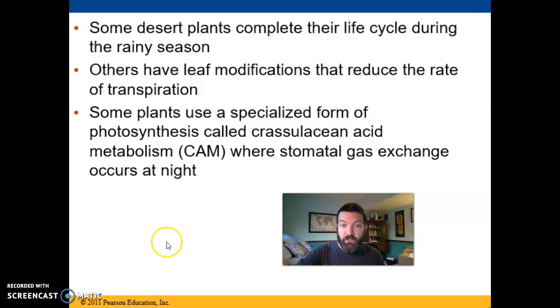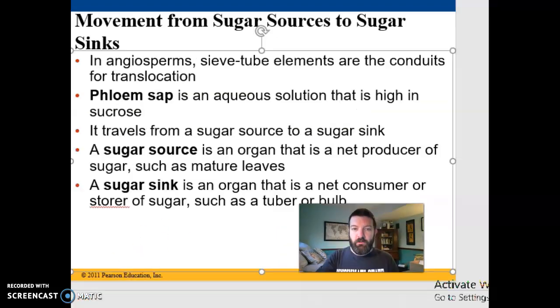Others have modifications in the way that they photosynthesize. We talked last semester about CAM plants, CAM photosynthesis or C4 photosynthesis, which are ways that you can keep your stomata closed more than typical and still avoid photorespiration.